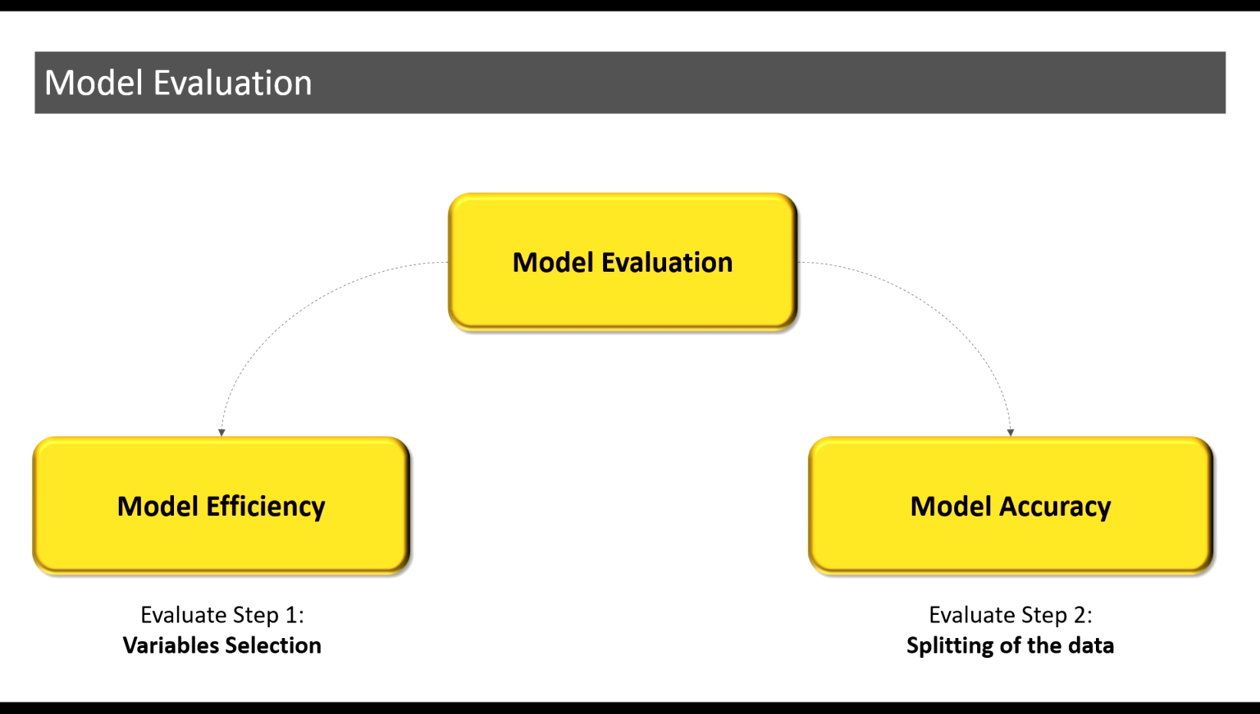Now, on the other hand, we have model accuracy. Model accuracy is related to step 2, which is splitting the data. Recall, we split the data into training and testing. At this stage, we are evaluating whether enough data was assigned to the training set. Let us say the split was 60-40. That is, 60% of the data was assigned to the training set and 40% of the data was assigned to the testing set. Here, we assess whether the model was essentially able to learn from 60% of the data that was assigned to the training set.